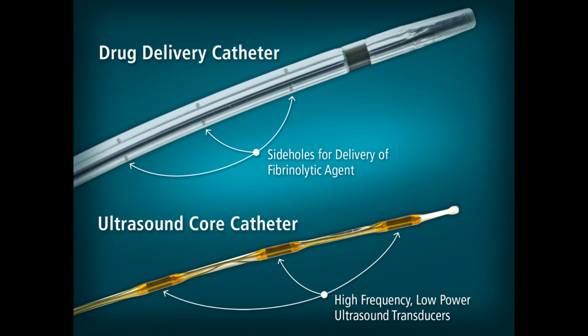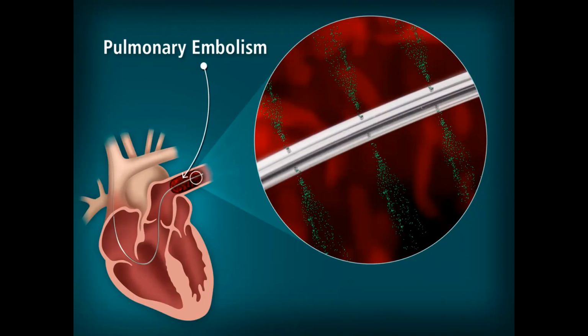Now, ultrasound-facilitated catheter-directed thrombolysis can go even further. The ultrasound-facilitated catheter-directed thrombolysis uses 2 catheters, a larger outer drug delivery catheter with side holes for delivery of TPA, and a smaller inner ultrasound core catheter which has sewn onto it high-frequency, low-power ultrasound transducers. And what you see with the outer catheter is the drug delivery of TPA through the side holes.